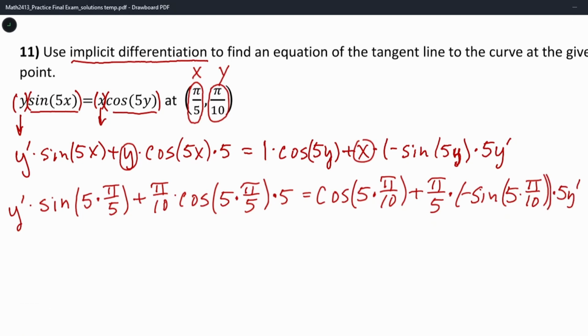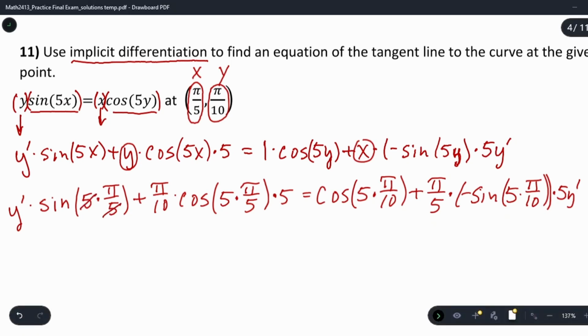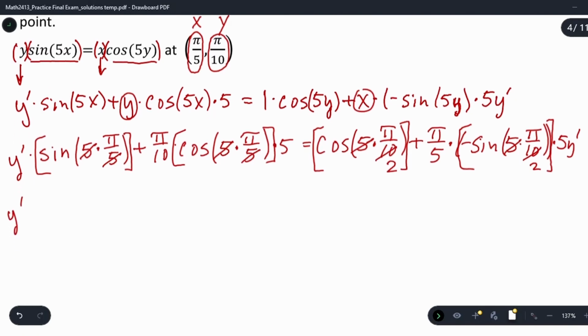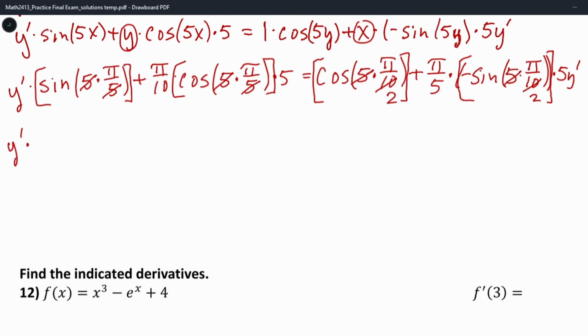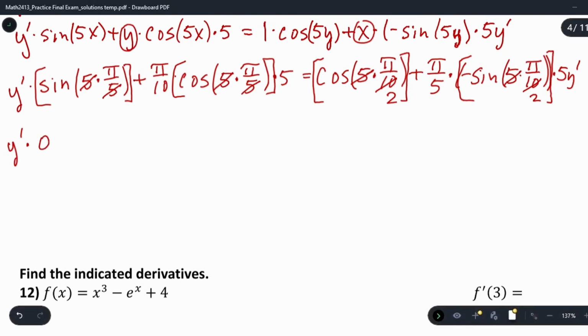And then we can simplify. 5's reduce out, gives us the sine of pi. Here, 5's reduce out, gives us the cosine of pi. 5 goes into 10 2 times, giving us cosine of pi over 2. And 5 goes into 10 2 times, giving us negative sine of pi over 2. Next, if we scroll up some, we're going to simplify. Sine of pi is 0, and that will effectively eliminate that term.